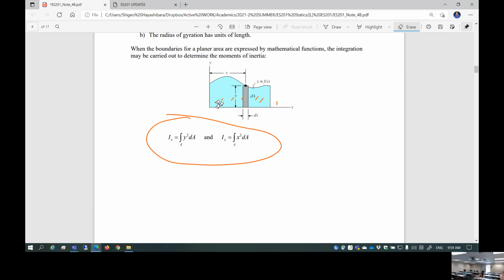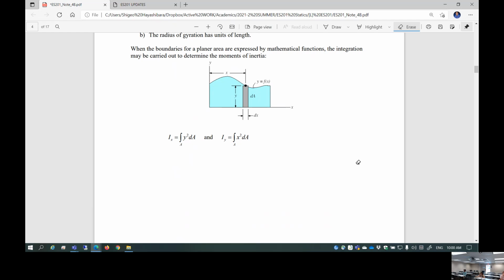So in case of Ix, that's right. You are going to take the integral of y squared dA. dA in this case is y times dx, right? So integration could be in x direction or y direction. Integration in x direction is going to give you Iy. Integration in y direction is going to give you Ix. Is that your question? Okay, good.